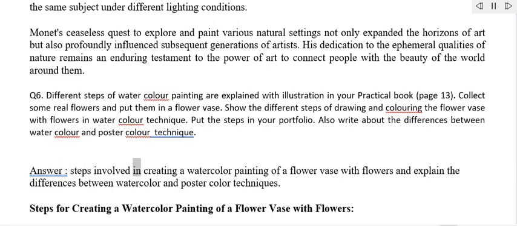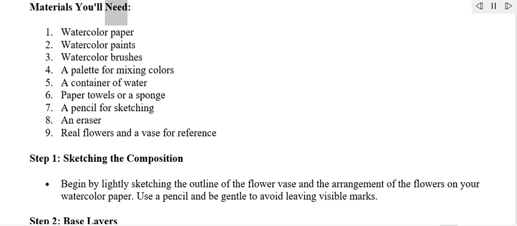Answer: Steps involved in creating a watercolor painting of a flower vase with flowers, and the differences between watercolor and poster color techniques. Materials you'll need: watercolor paper, watercolor paints, watercolor brushes, a palette for mixing colors, a container of water, paper towels or a sponge, a pencil for sketching, an eraser, real flowers and a vase for reference.